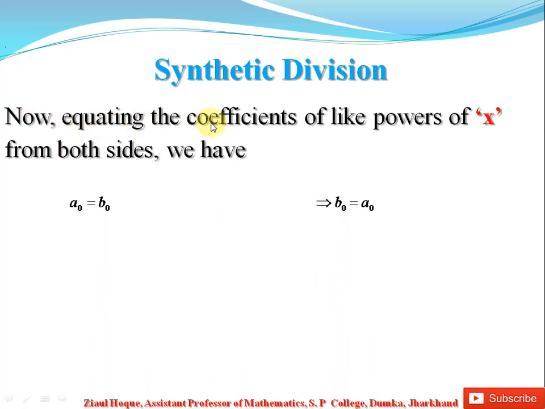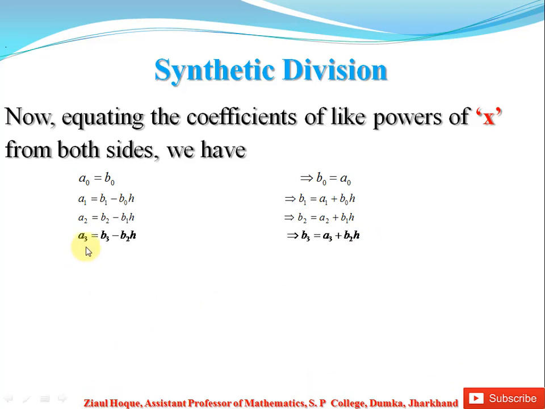Now, equating the coefficients of like powers of x from both sides, we have a0 = b0, or b0 = a0. a1 = b1 minus b0h, which implies that b1 = a1 plus b0h. a2 = b2 minus b1h, which implies that b2 = a2 plus b1h. a3 = b3 minus b2h, which implies b3 = a3 plus b2h.